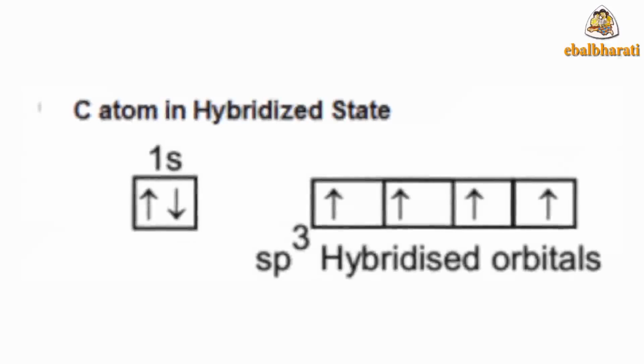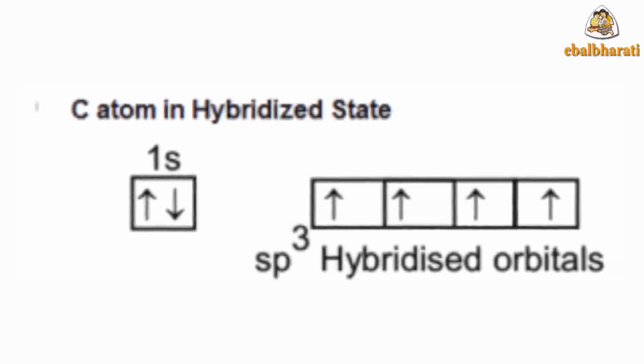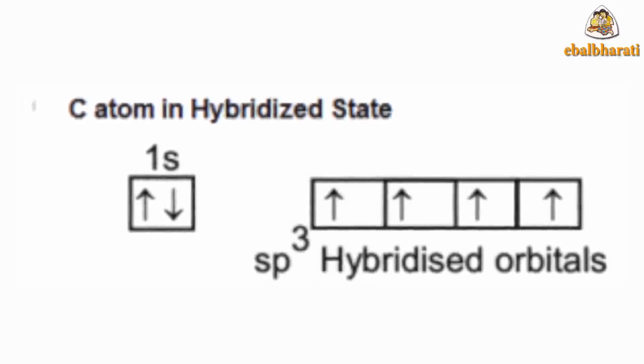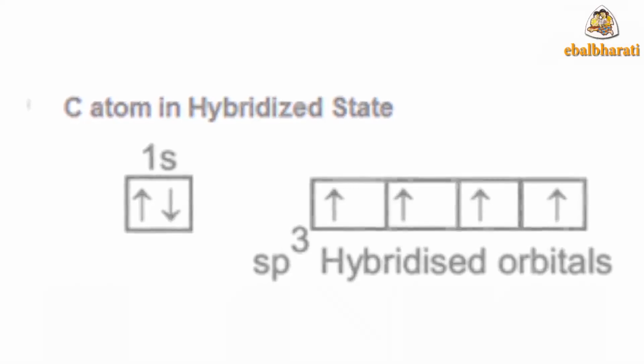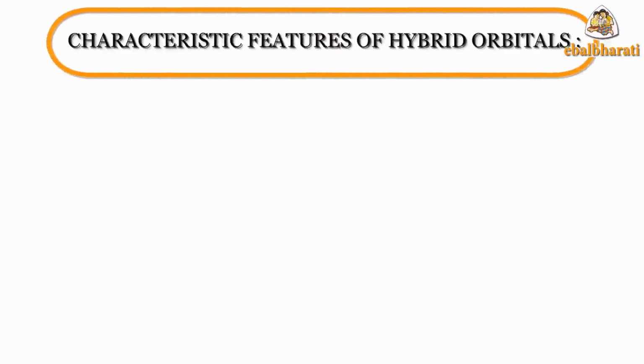Second, mixing and recasting. In this step, the two s and p orbitals having slightly different energies mix with each other. Redistribution of electron density and energy takes place, and two new orbitals of exactly the same shape and energy are formed. Characteristic features of hybrid orbitals.